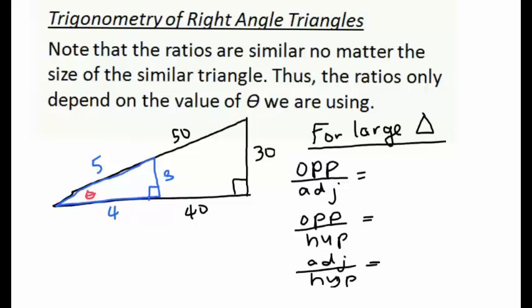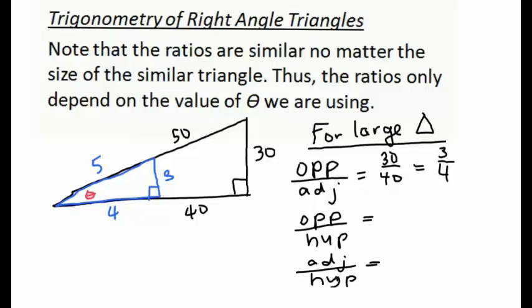So let's take a look at three ratios that we can create from our right-angled triangle. I'm going to specifically start with the larger of the two triangles. So first I want to, using theta here as our vantage point, think about the ratio opposite over adjacent. Well, the opposite side of theta is 30, and the adjacent side of theta is 40. So we're going to get the ratio here, 30 over 40, which is simplified to 3 over 4.